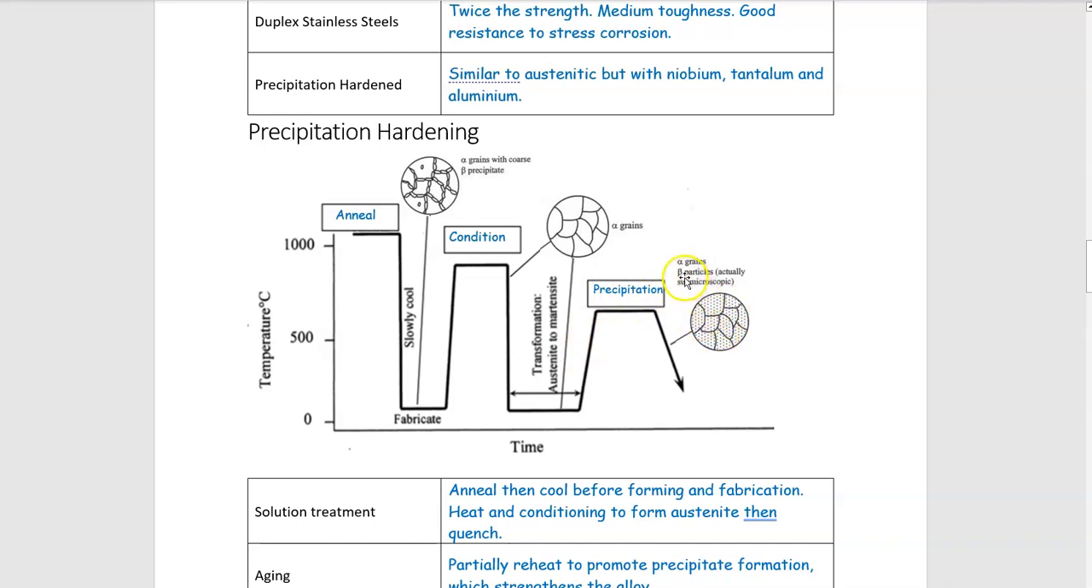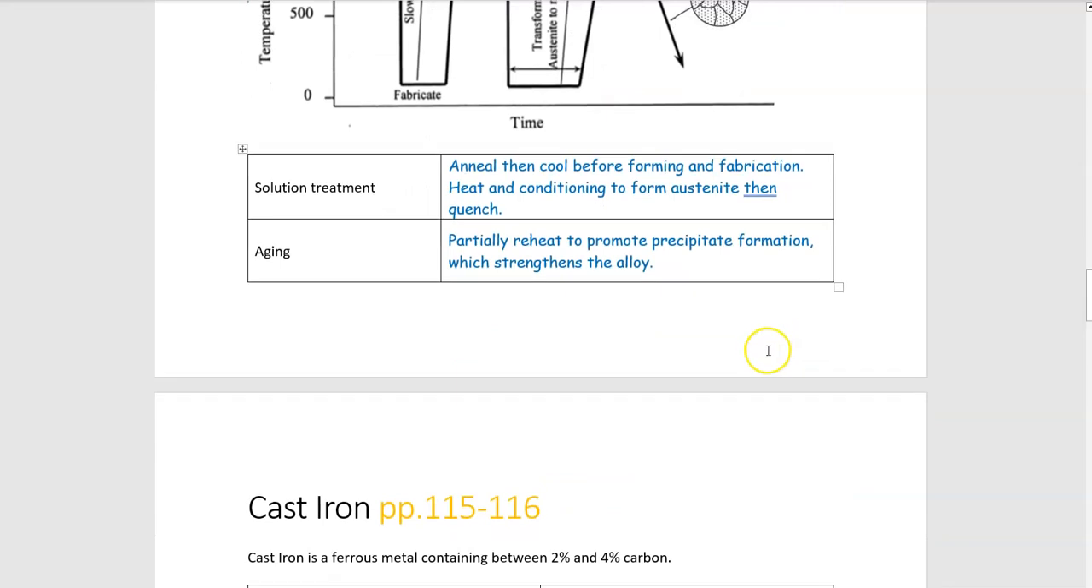And what we're going to have is very, very tiny, actually microscopic particles of the beta phase in between our alpha phase, and that's going to improve our hardness because it makes it harder to push dislocations through the grain structure. We will talk about this in a lot more detail in year 12.